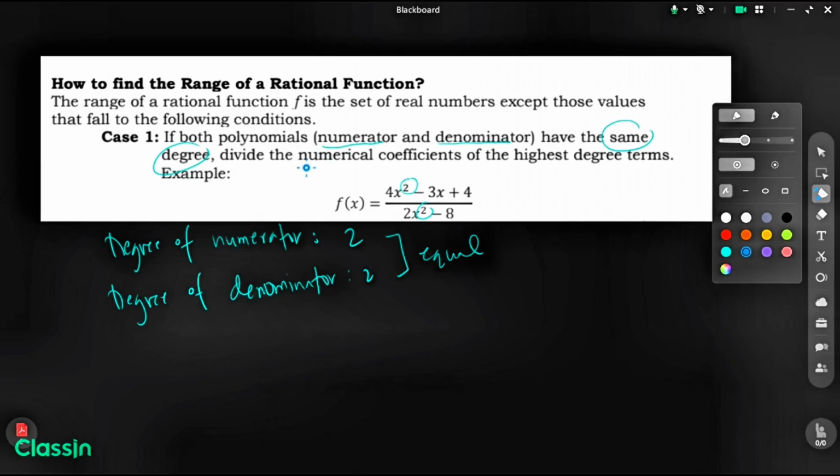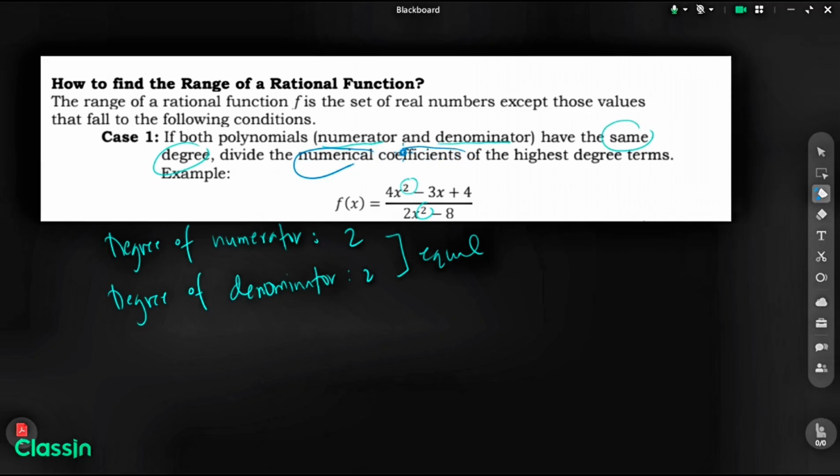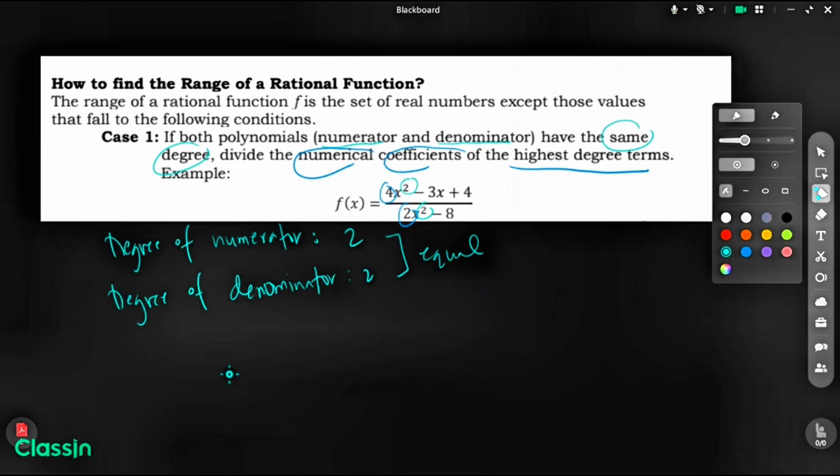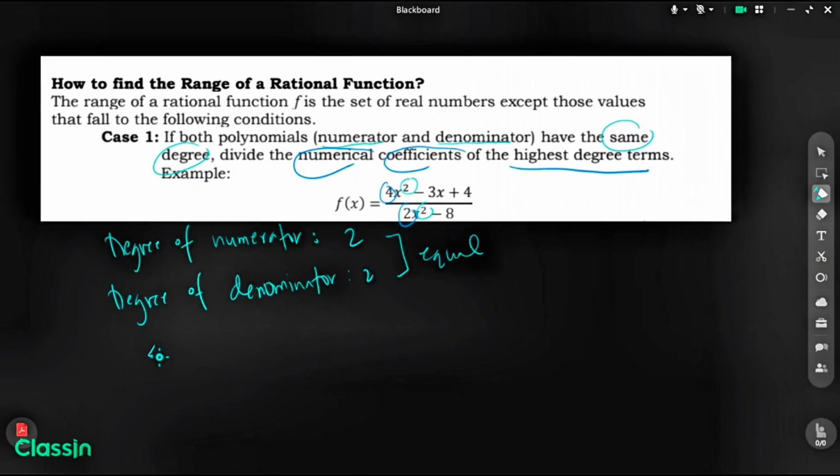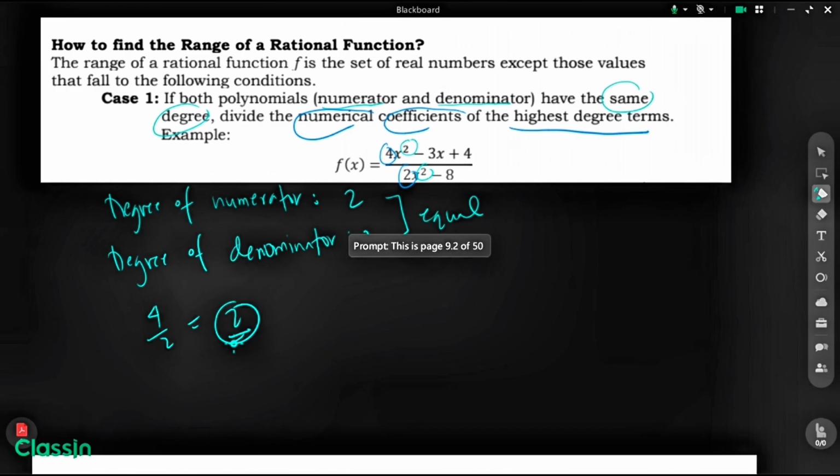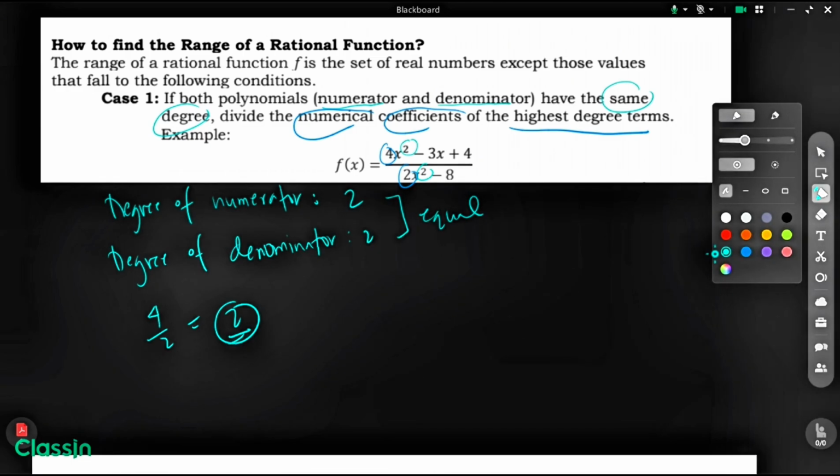If they are equal, we are going to divide the numerical coefficients of the highest degree terms. So the numerical coefficients are 4 and 2. So we are going to divide them. 4 over 2 is equal to 2. So with that, we can already state the range.